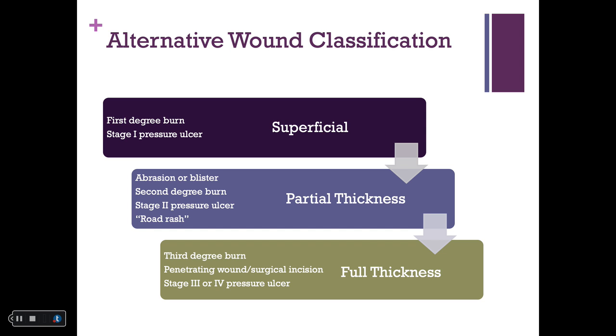Partial thickness wounds are going to include both the epidermis and dermis, and therefore that's why we get more into that stage 2 level of wound. And then your full thickness wounds are your stage 3 and 4, and they again go much deeper in terms of the amount of skin layers that are affected.